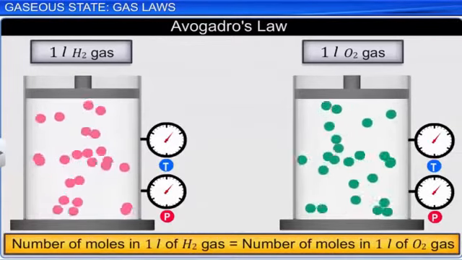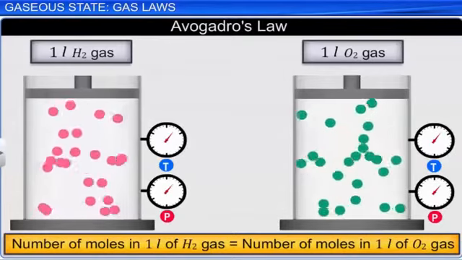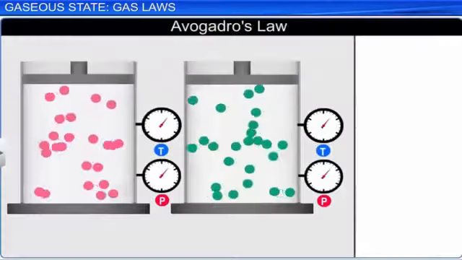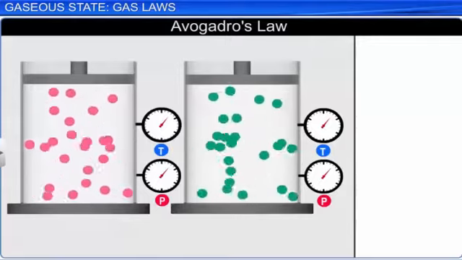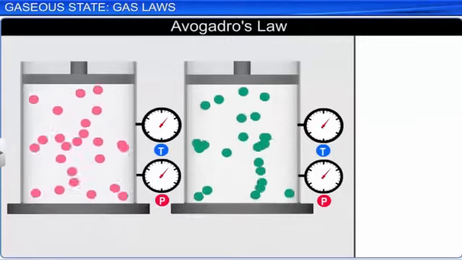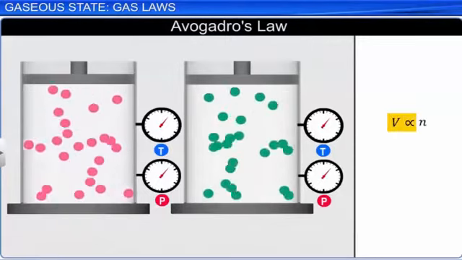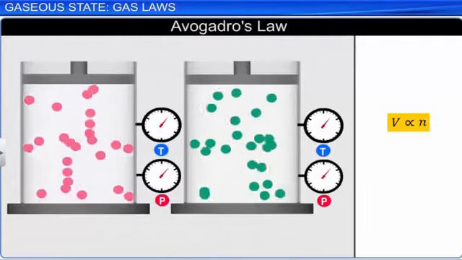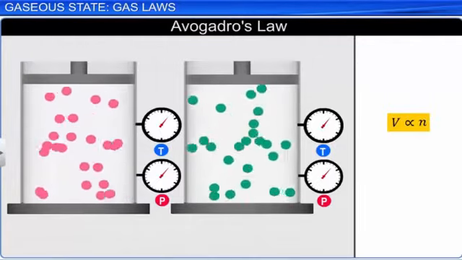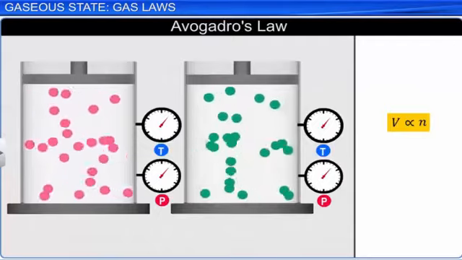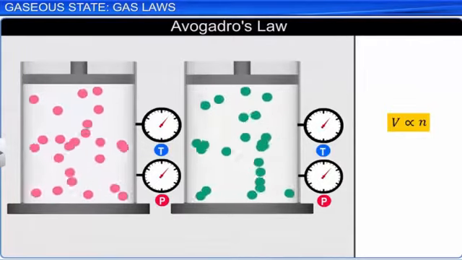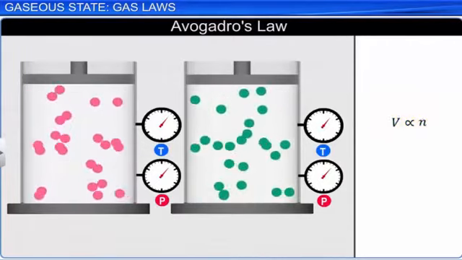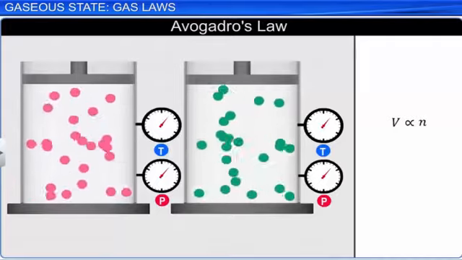Mathematically, Avogadro's law can be written as V is directly proportional to N, where V is the volume of the gas and N is the amount of gas or number of moles of the gas. Replacing the proportionality sign by proportionality constant K, we get V is equal to Nk.